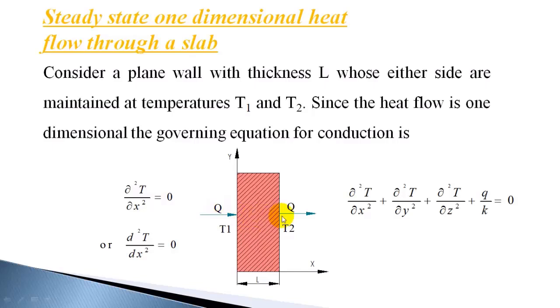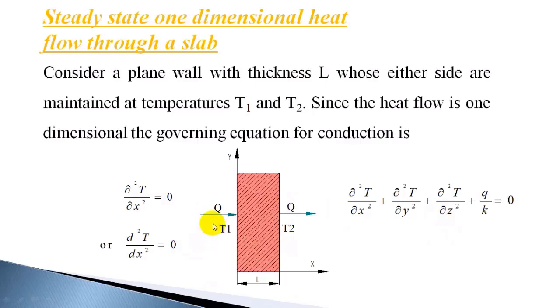Now, to find out the steady-state one-dimensional heat flow through a slab, consider a slab with thickness L and temperature T1 on the left side and T2 on the other side. So we have a constant temperature boundary condition on either side of the slab. To find the heat flow and temperature variation through the slab, we are considering one-dimensional heat flow.